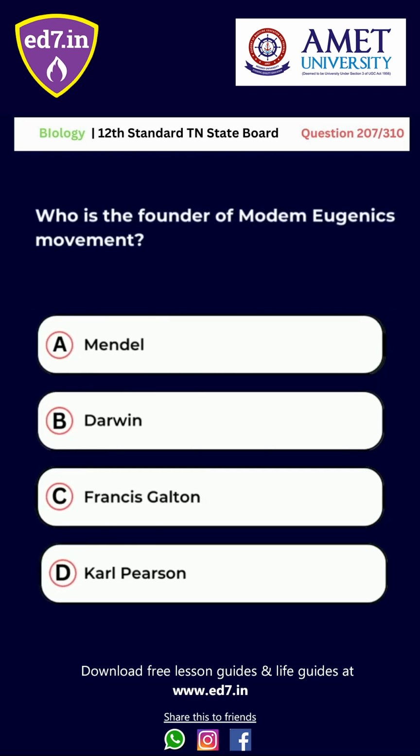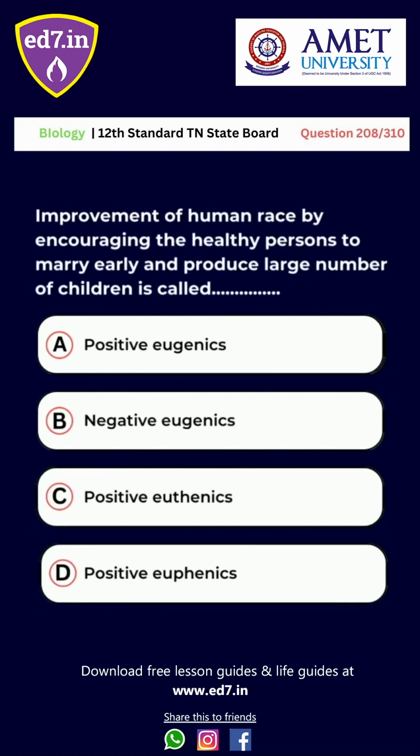Question number 207. Who is the founder of the modern eugenics movement? And the options are A, Mendel, B, Darwin, C, Francis Galton, D, Karl Pearson. The answer is option C, Francis Galton.